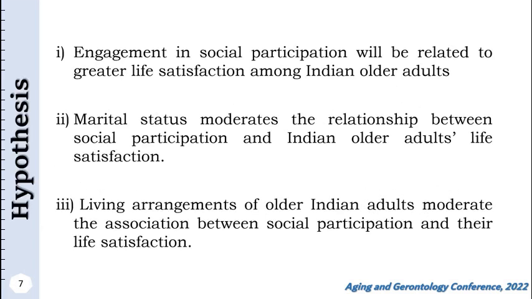For this study, I have made three hypotheses. The first hypothesis says that engagement in social participation will be related to greater life satisfaction among older adults in India. The second is that marital status moderates the relationship between social participation and Indian older adults' life satisfaction. And the third hypothesis is that the living arrangement of older Indian adults moderates the association between social participation and their life satisfaction.